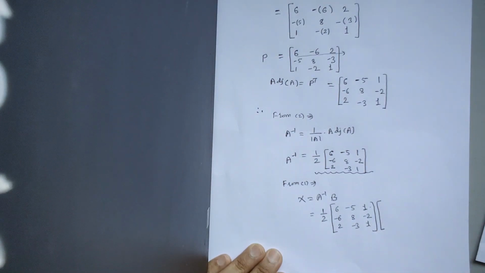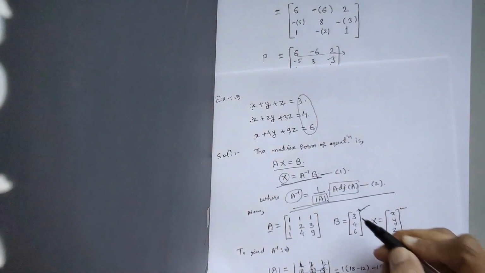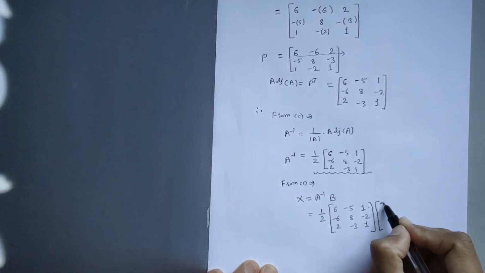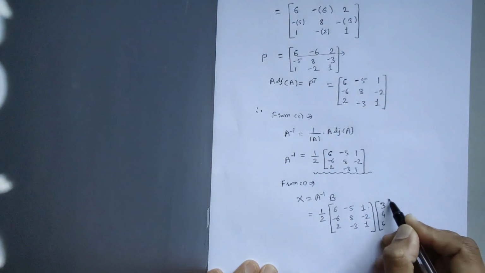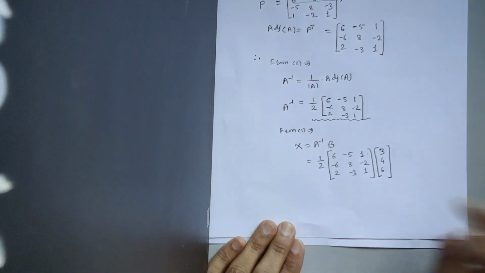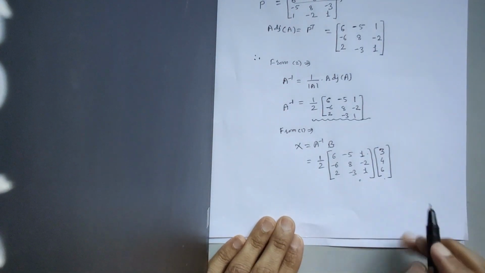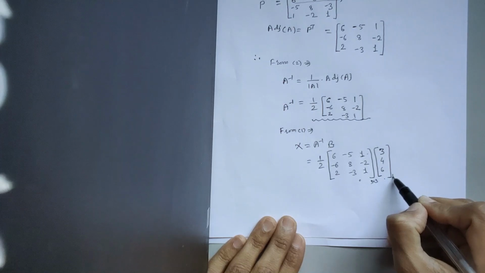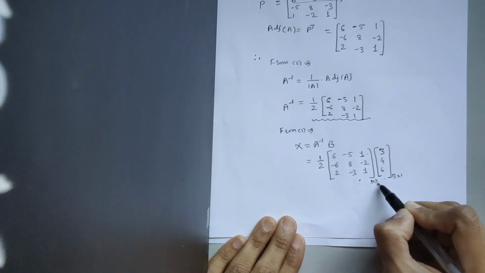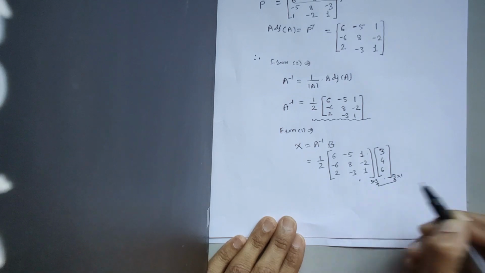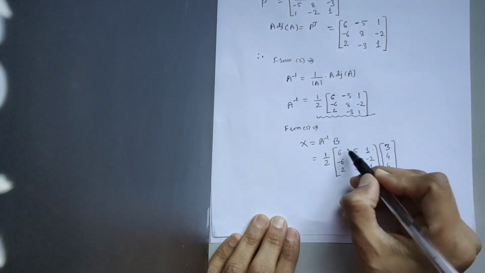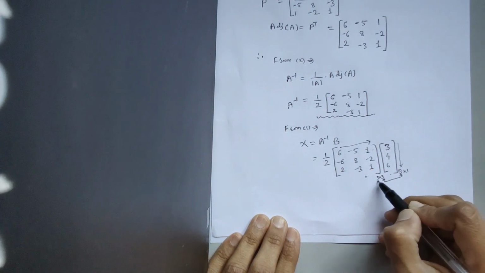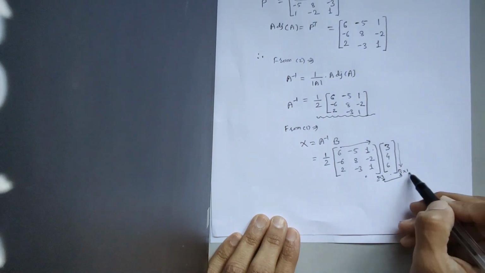What is my matrix B? My matrix B is a column matrix, this one: 3, 4, 6. So I am writing the same matrix there. Now we need to multiply these two matrices. Its order is 3 by 3, and its order is 3 by 1. The number of columns is equal to the number of rows, so multiplication is possible. So therefore x is, now just multiply each row with the column, and my resultant matrix will be of order 3 by 1. I will have 3 rows and 1 column.